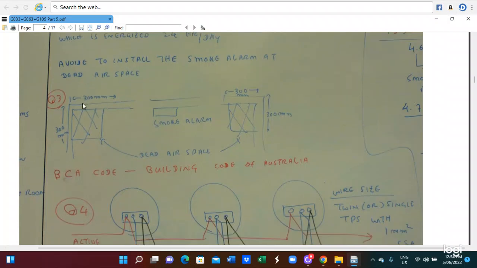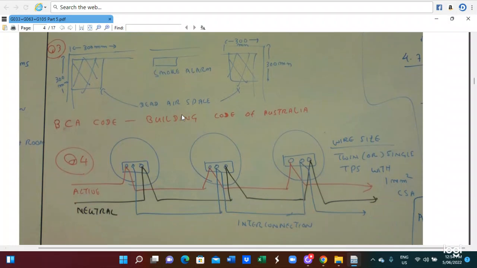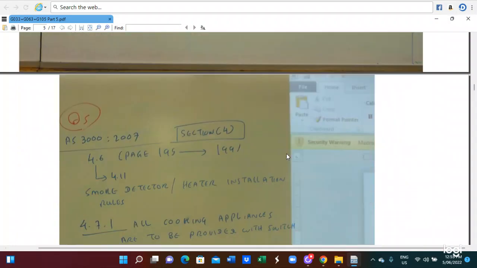A 300 millimeter area from the corner is a dead space. We should avoid placing the smoke alarm there. So we should install the smoke alarm like this. This is the electrical wiring diagram for the smoke alarm system.